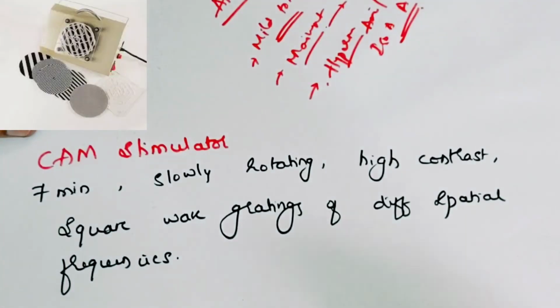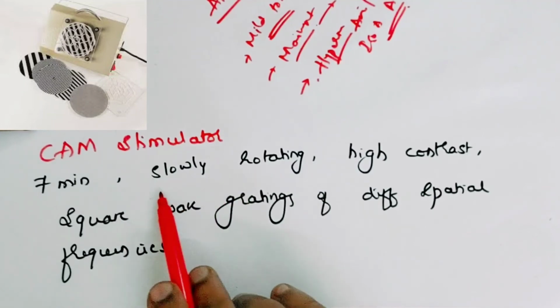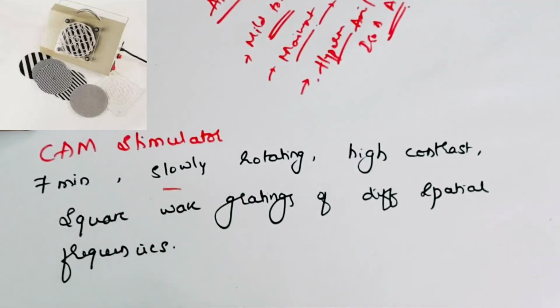Then we have what is known as CAM stimulators, where continuous stimuli are given to the amblyopic fovea so that it is stimulated to use. Here, 7 minutes of stimulation of the amblyopic eye is done by using slowly rotating high contrast square wave gratings of different spatial frequencies so that the amblyopic eye will improve.